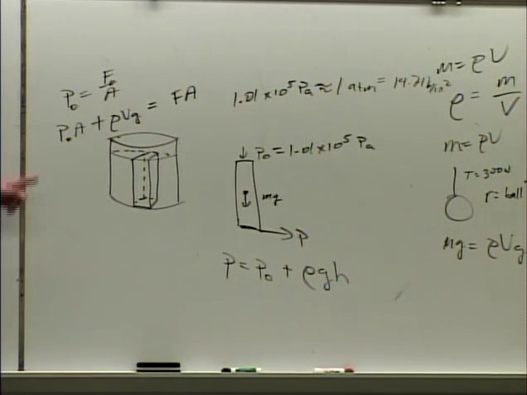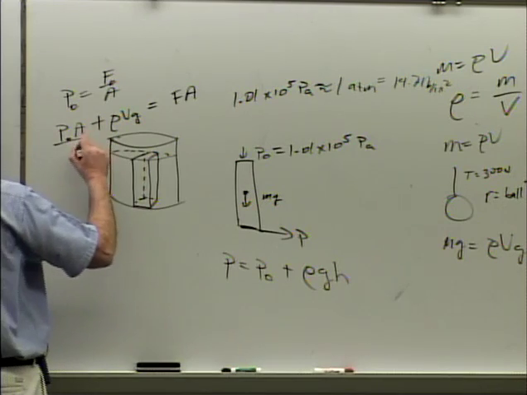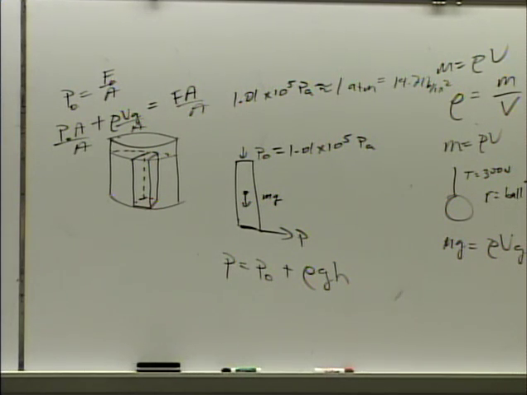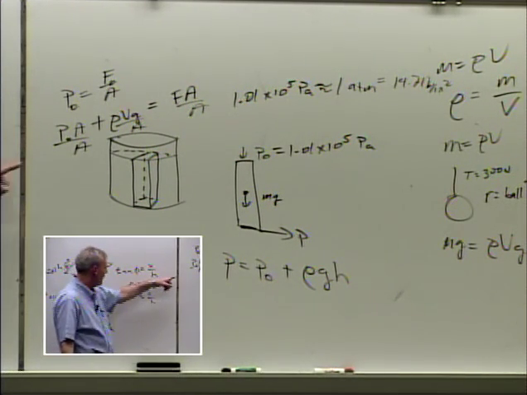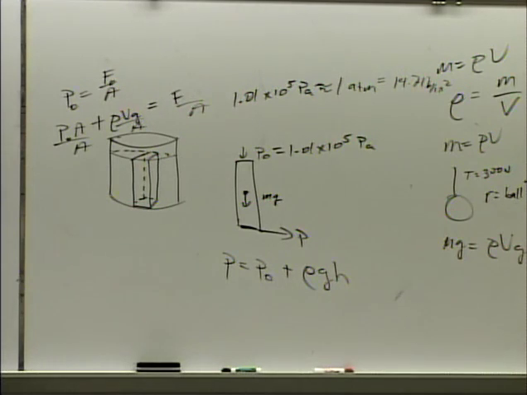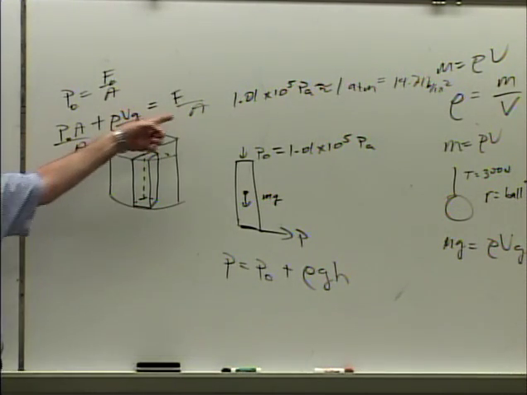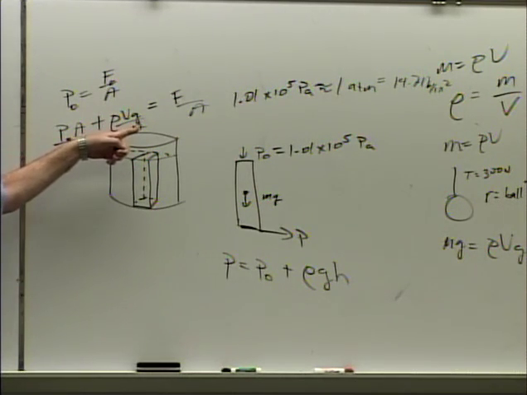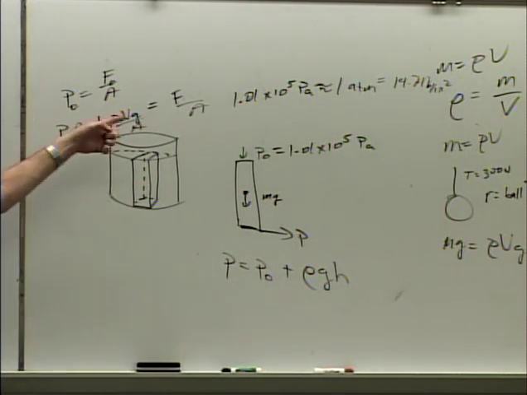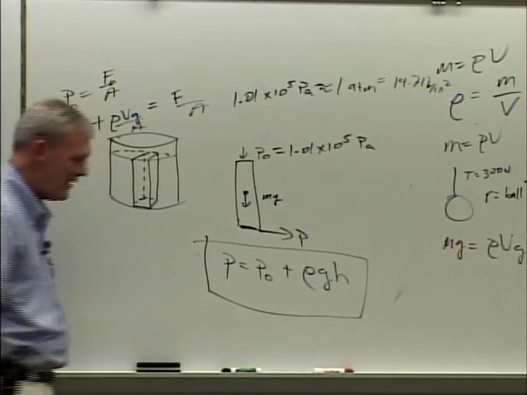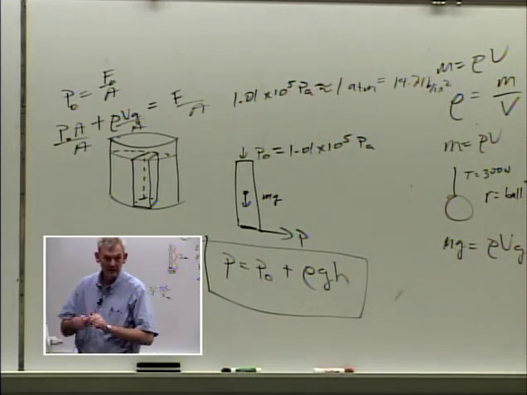Now what we do is we divide out all the areas, which are the same. That equals that total force, and you divide out the area to get the final pressure. Now, volume divided by area gives you the height, because volume is the cross-sectional area times the height. When you divide that out, that's how you get this rho g h. There's your pressure formula in still water.